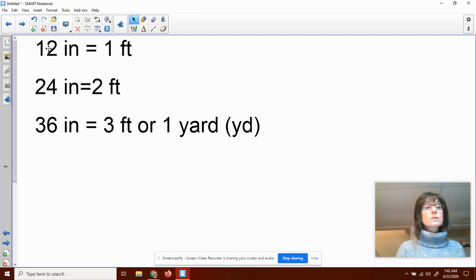I can tell how many inches because then I could say 4 feet, well, that'd be 12 plus 12 plus 12 plus 12. And all of my friends can add. So make sure these measurements are really important that you remember those.